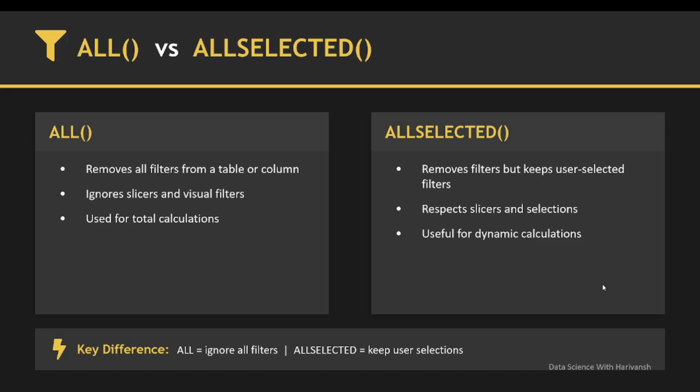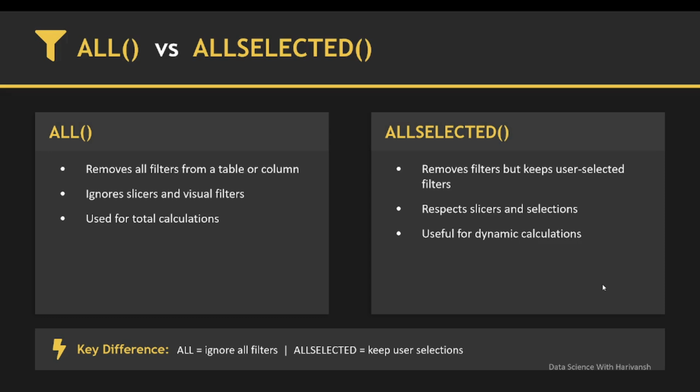For example, if a user selects the year 2024 in a slicer, a measure using ALLSELECTED will calculate its total within the 2024 context, not across all years, making it perfect for calculating percentage of subtotal within the current visible selection. To summarize the key difference in the simplest possible terms, ALL ignores absolutely everything.